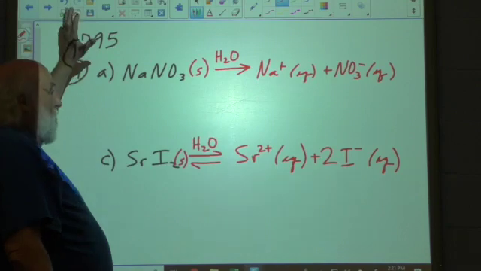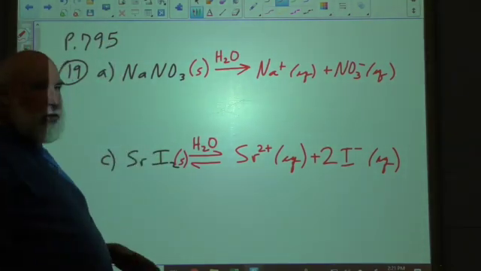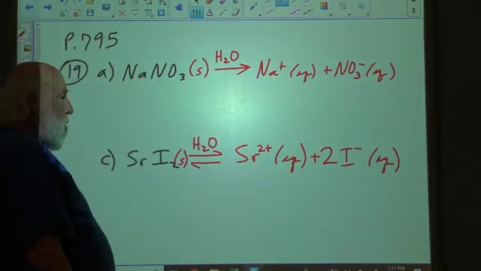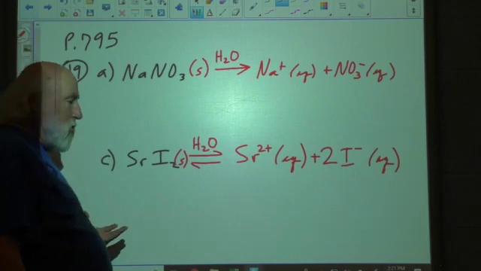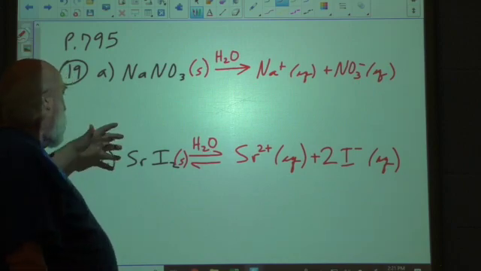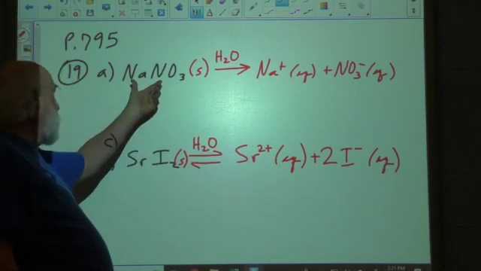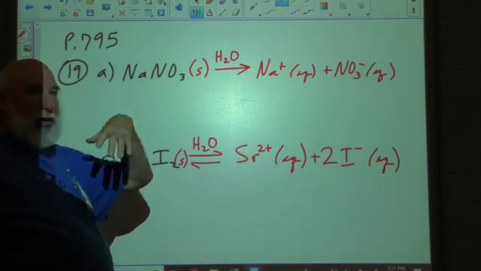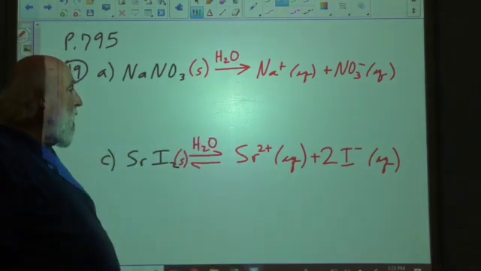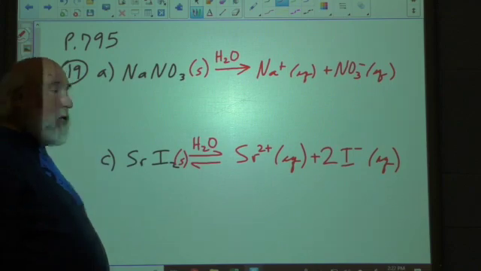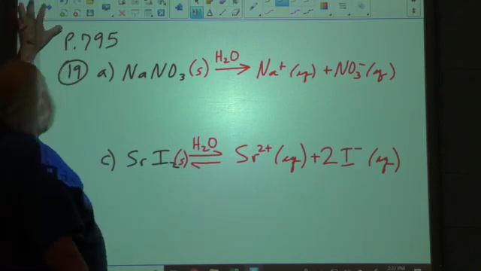Okay, so if it's on your charts that I designated in your notes, it's insoluble. If it's not one of the ones that has the automatically soluble or single arrow reaction, then we use the double arrow. That's the bottom line for part C.